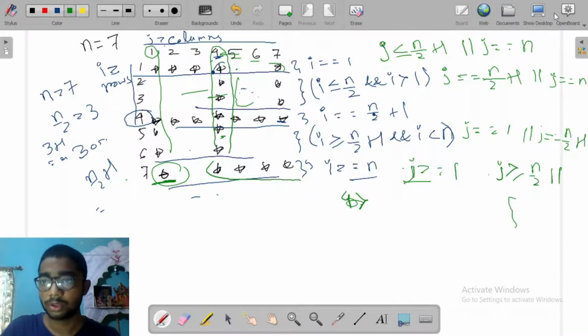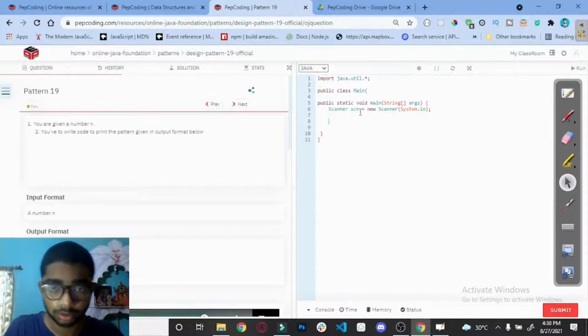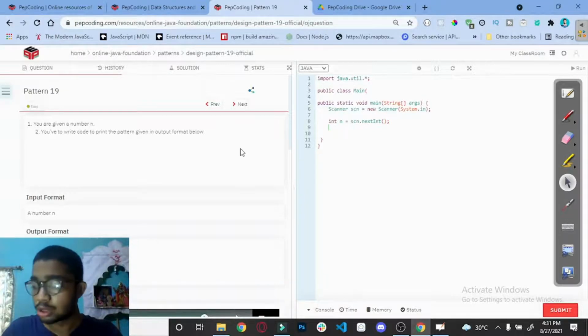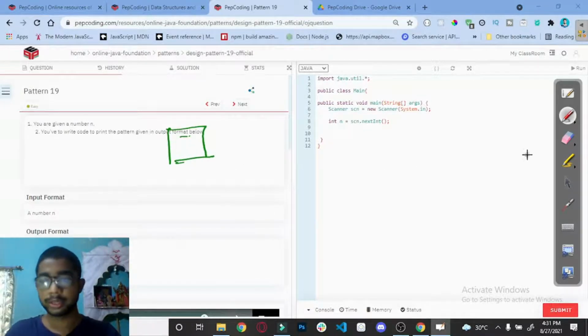Now come to the solution and do the code. See, int n, n is equal to scn.nextInt. First, what we are going to do is print the whole square shape pattern, then we print the spaces and the stars. So let's do it.